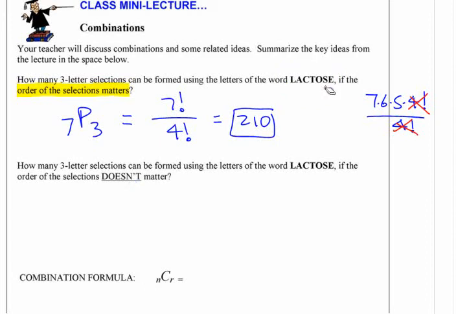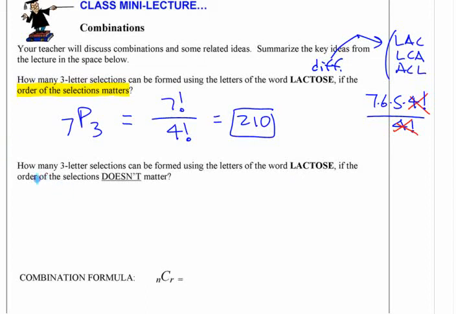if you care about the orders, right? So that means that if you pick LAC, that's different than LCA and ACL and all of those things, right? These are all different. If you're talking about permutations, this is different here.